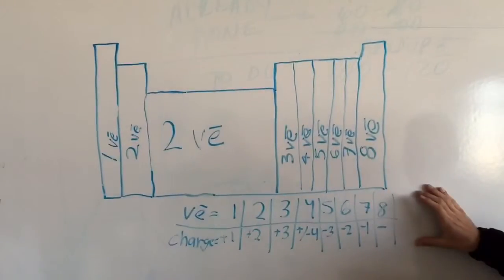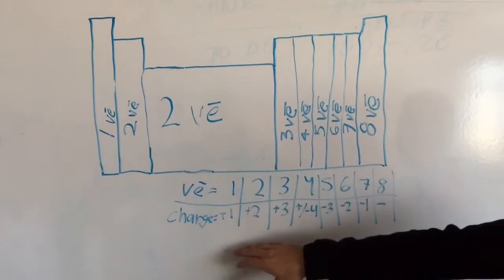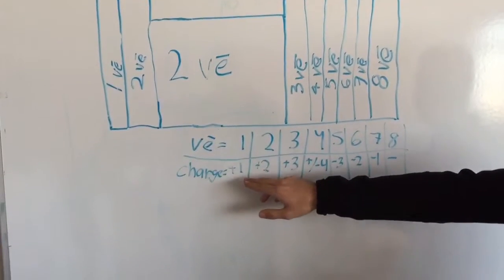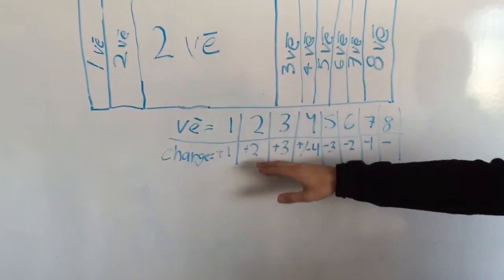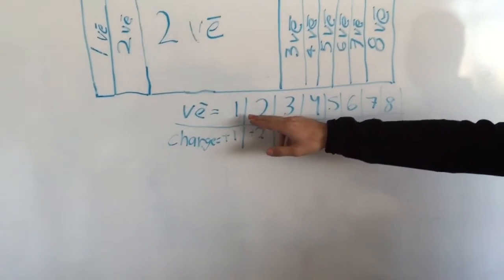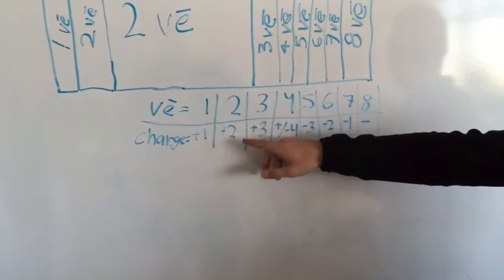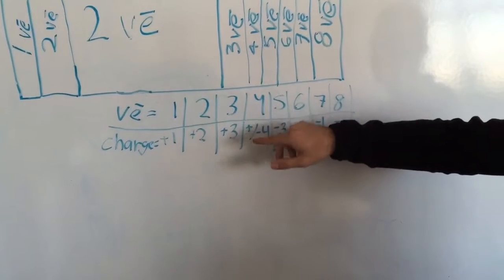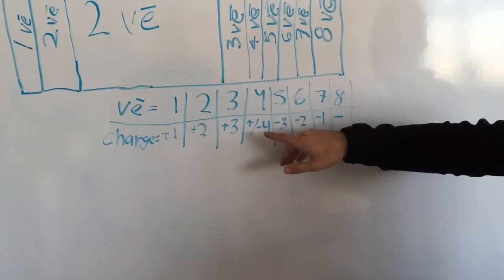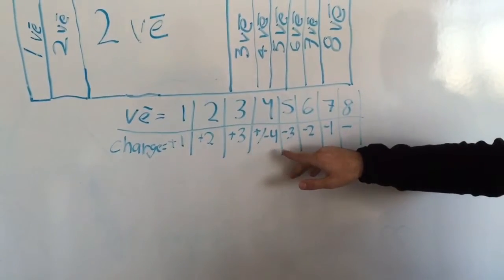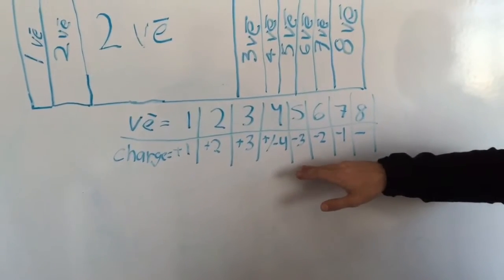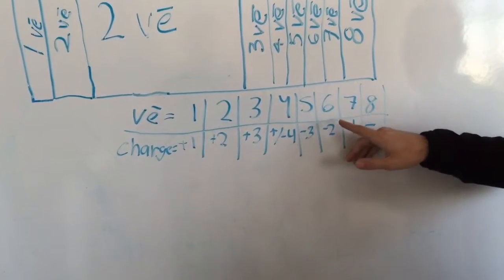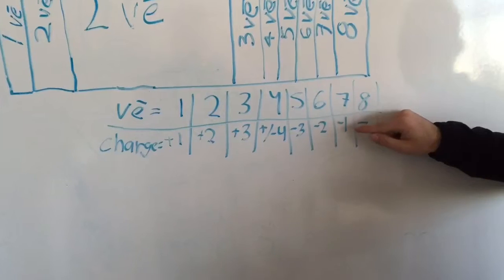On this chart, it explains the ratio between valence electrons and the charge. I already explained that 1 is positive 1, 2 is positive 2, and 3 is positive 3. 4 can be positive or negative 4. 5 starts going back as negative 3. 6 is negative 2. 7 is negative 1.